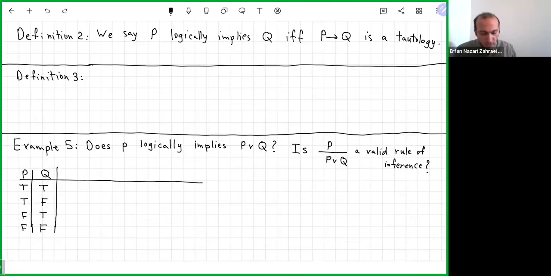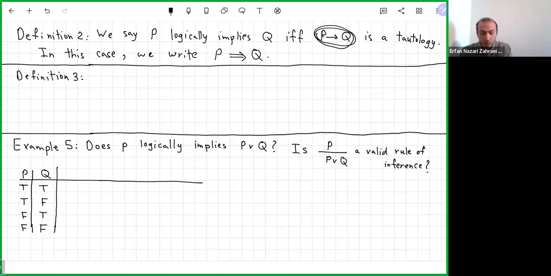Okay, and now the notation for it, we write, in this case, P double arrow implies Q. Again, this is a proposition in our propositional logic. This is one level higher. It's a higher-level thing that we are saying: P logically implies Q.